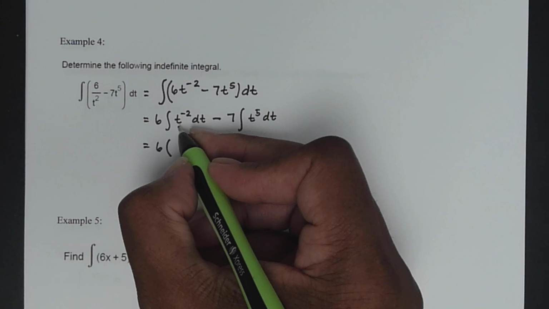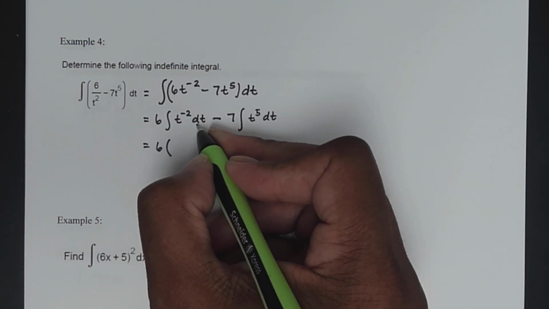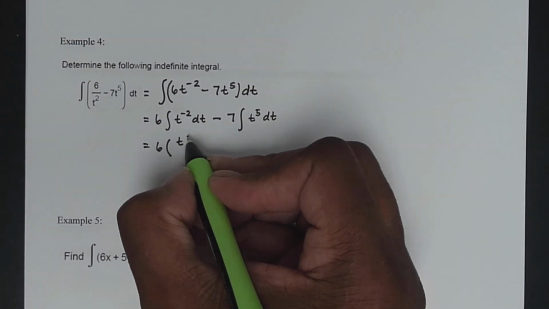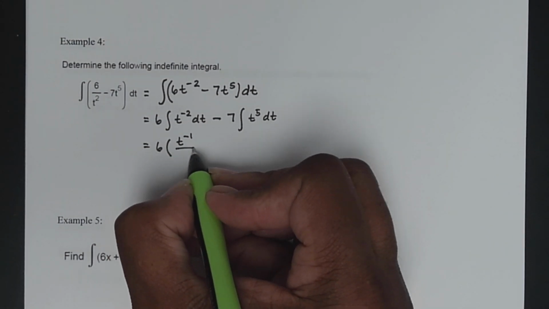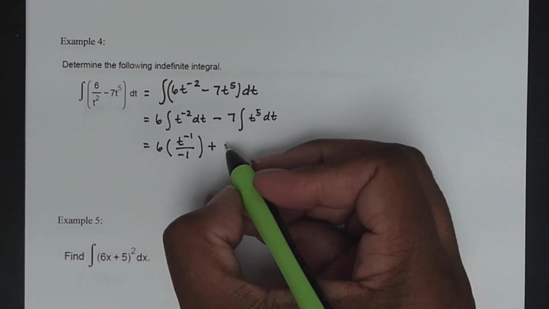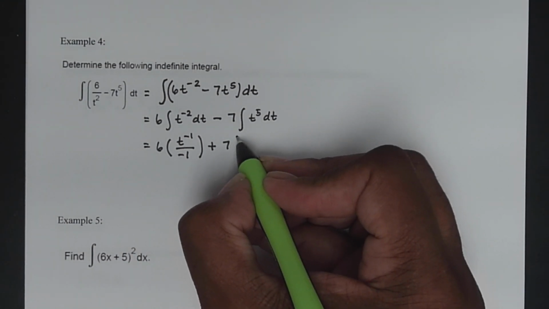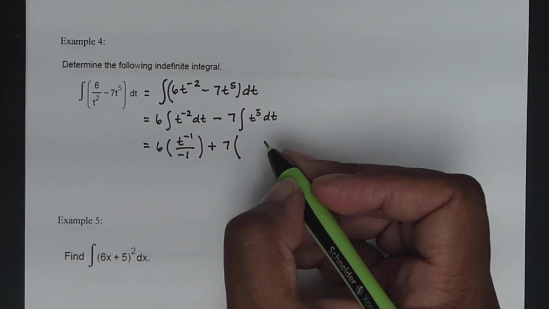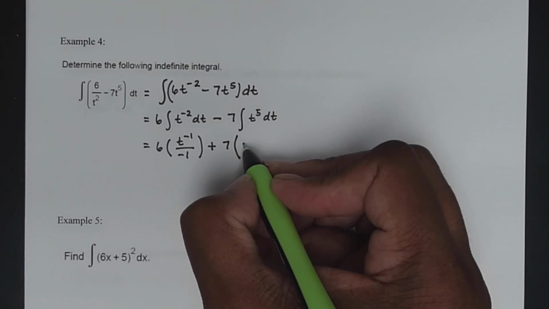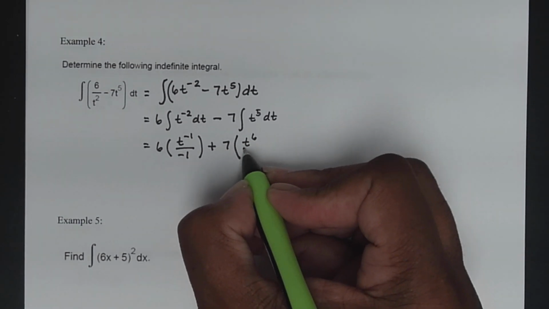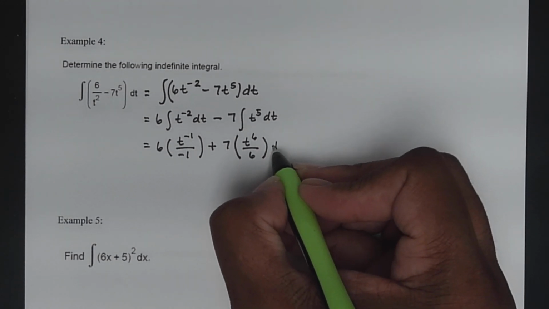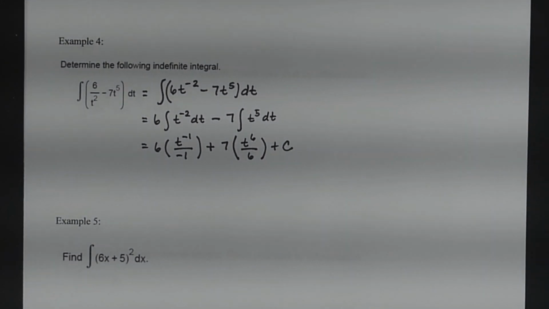All right, so bring down the 6. For the integral of t to the negative 2 dt, increase the power by 1. So it'd be t to the negative 2 plus 1, which will be negative 1, divided by that new exponent of negative 1. Plus, bring down the 7. For the integral of t to the 5th dt, we increase the power by 1, so we add 1 to the 5. That would give us t to the 6, and it'll be divided by that new exponent of 6. And then plus c.